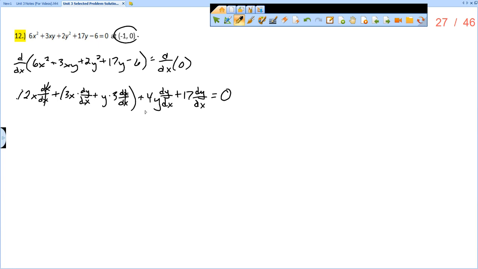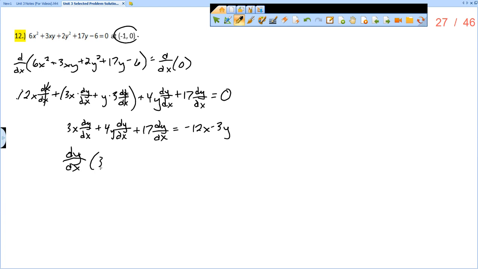All right, so now we want to group together the things with dy/dx. So I have three of them. I have 3x dy/dx plus 4y dy/dx plus 17 dy/dx. And then I'm going to bring the things that don't have dy/dx to the other side. So I'm going to subtract a 12x and subtract a 3y. Now I'm going to factor out a dy/dx on the left side. And so I'm left with 3x plus 4y plus 17 equals negative 12x minus 3y.